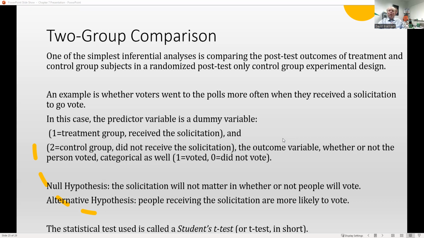You have a control group that does not get the card, and you have random assignment. So what you do is you give the card to the treatment group, you give nothing to the control group, and then you sit back and wait and see if they voted.